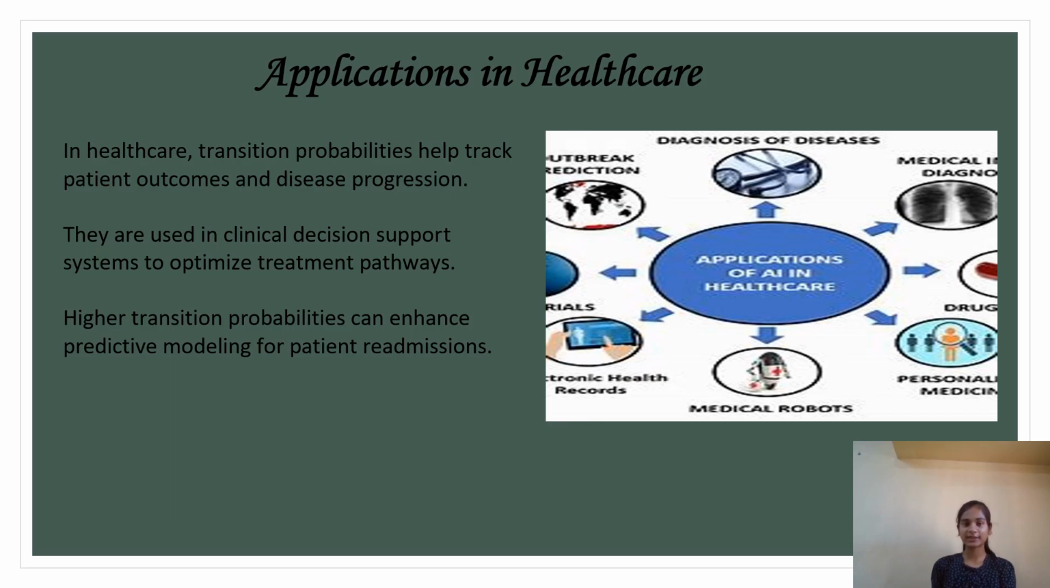Applications in healthcare. In healthcare, transition probabilities help track patient outcomes and disease progression. They are used in clinical decision support systems to optimize treatment pathways. Higher transition probabilities enhance predictive modeling for patient readmissions. The applications used in healthcare are diagnosis of diseases, medical diagnosis, drug diagnosis, personalized medicine, medical robots, electronic health records, etc.